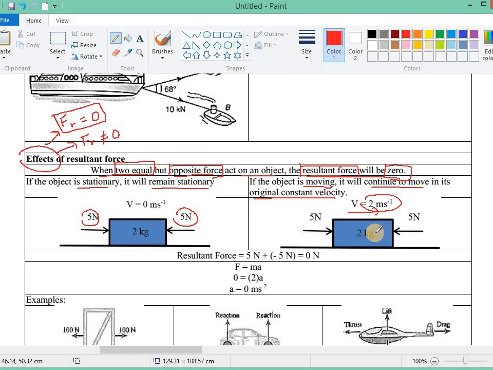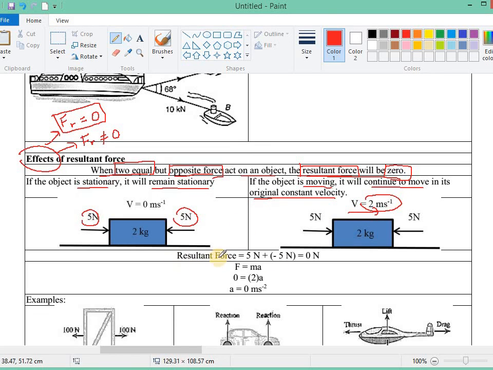Okay, because the resultant force is 0. If the resultant force is 0, that means it is like there is no force acting on the object. So if there is no force, that means there is no change in the motion. Okay, the motion doesn't change.